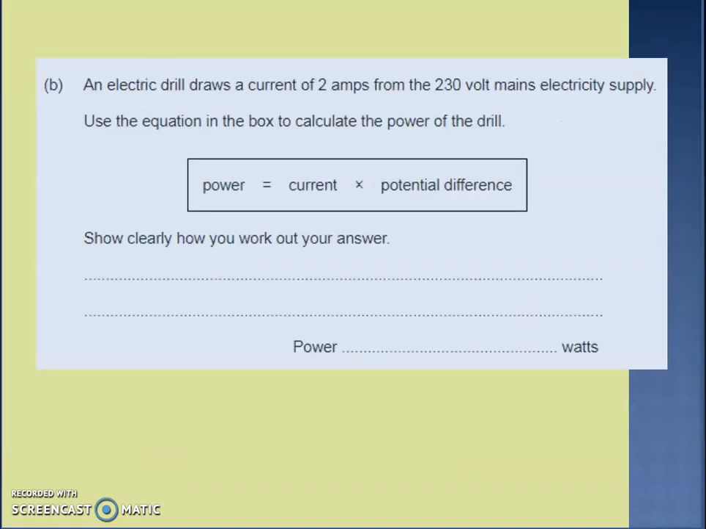That's the unit. Finally, an electric drill draws a current of 2 amps on a 230 volt mains electricity supply. Use the equation to calculate the power of the drill. Pause the video whilst you do that. Okay, that's simple. Power's current times potential difference. That's 2 times 230, giving us a power of 460 watts.